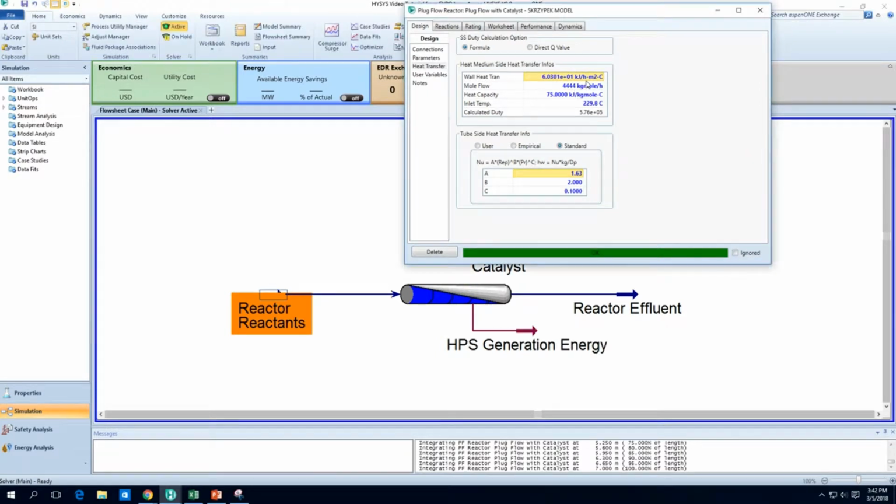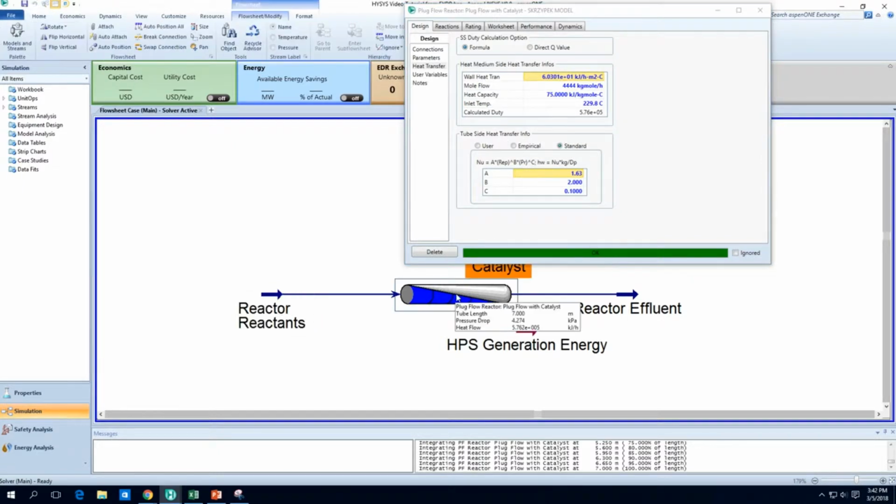As you can see here, heat medium side heat transfer inflow, and tube side heat transfer inflow. So the tube side is inside the plug flow reactor. This plug flow reactor is one big tube, and because we have one big tube, there is some area, but if you want to increase the area, you have multiple tubes in parallel.